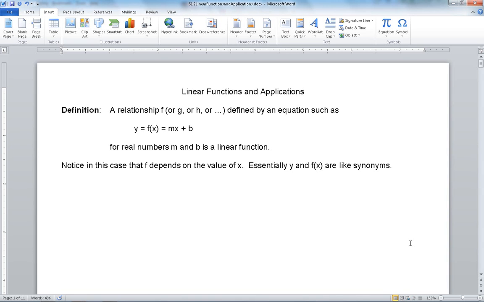Now in this case, f depends on the value of x as we have it written. You can think of y and f of x as like synonyms in English. They're sort of interchangeable, but it says if you put x in, this is what's going to come out. And you can denote that as either y or f of x.